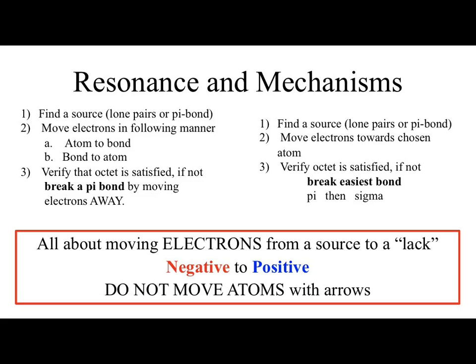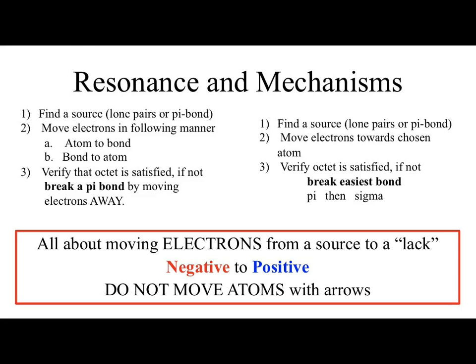When we're in mechanisms, you get very similar rules because we're moving electrons. You'll find your source. We'll move the electrons towards our chosen atom. In this case, our source of electrons would have to be a nucleophile, and our chosen atom of where we're moving our electrons towards would be an electrophile. Okay? Once we've done that simple one arrow motion, we'll verify that the octet is satisfied for all atoms involved in that single arrow motion.